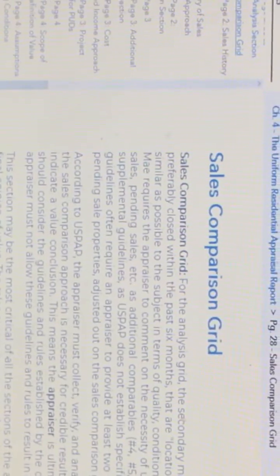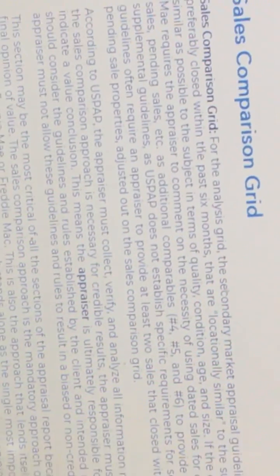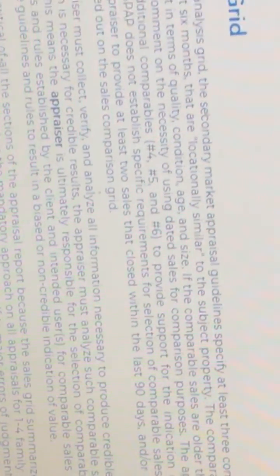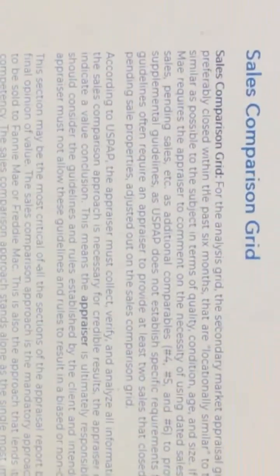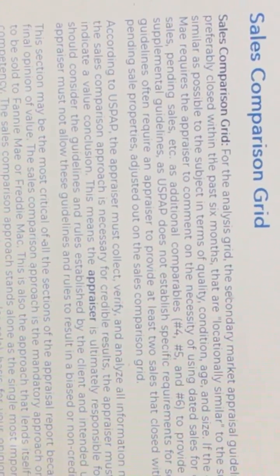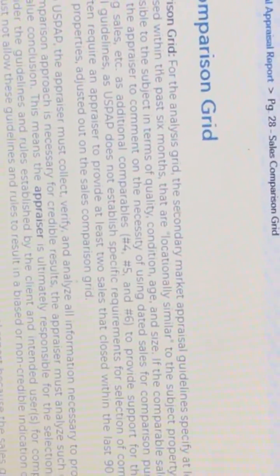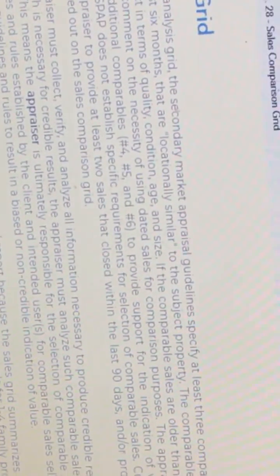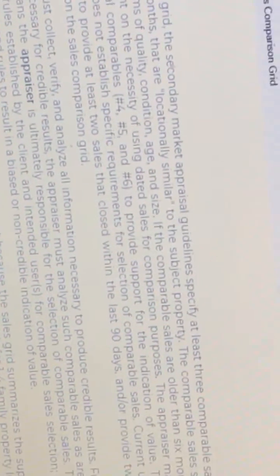The comparable sales should be as similar as possible to the subject in terms of quality, condition, age, and size. If the comparable sales are older than 6 months, Fannie Mae requires the appraiser to comment on the necessity of using dated sales for comparison purposes.